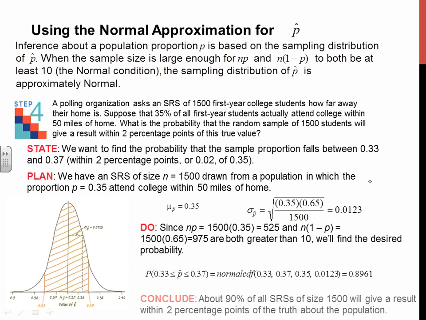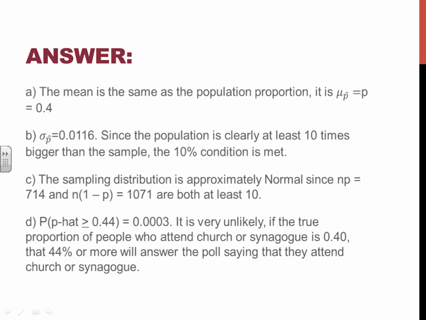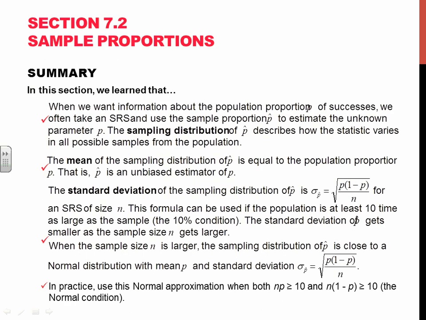All right, see if you can do this next example. And you can pause me, and I'm going to go ahead and show you the answers and see how you did. All right, so section 7.2, sample proportions, just a little summary of what we did. And next we're going to do some means. So this was all about proportions. We're going to do means next.